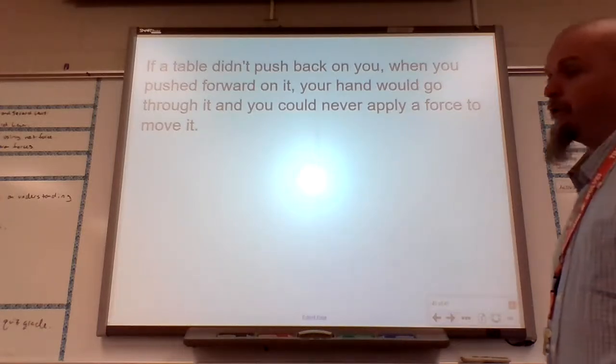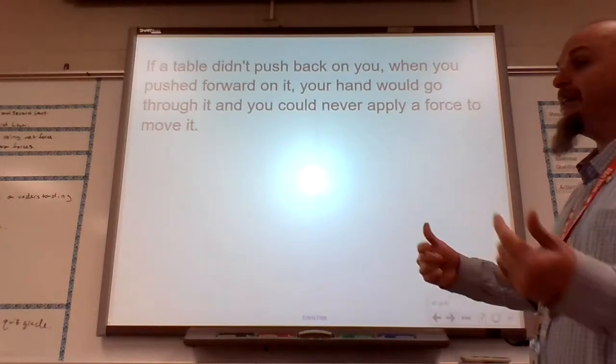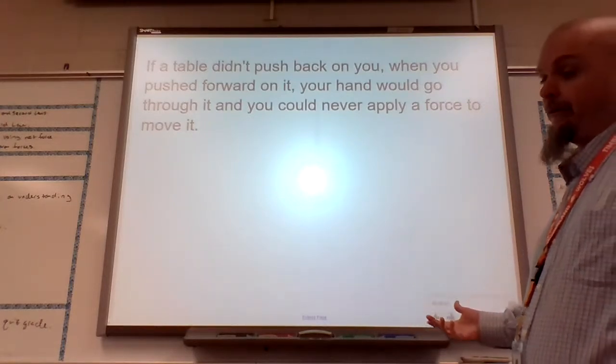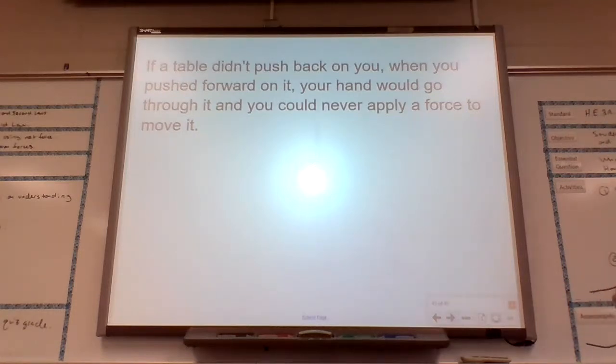So action-reaction forces are responsible for all motion. When something wants to move, it's got to push off on something else. When you want to apply a force, you need the reaction force or you can't do it. That's why this is one of the laws of motion and perhaps maybe the most important one. Like I said, the most easily stated, but least understood.